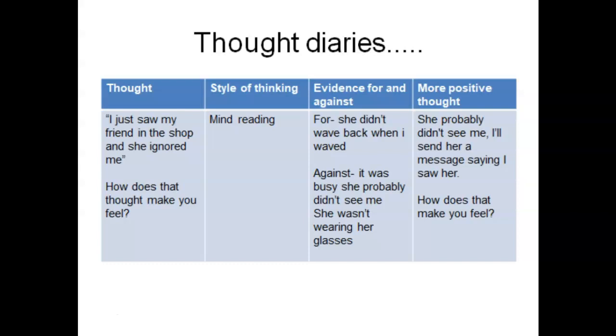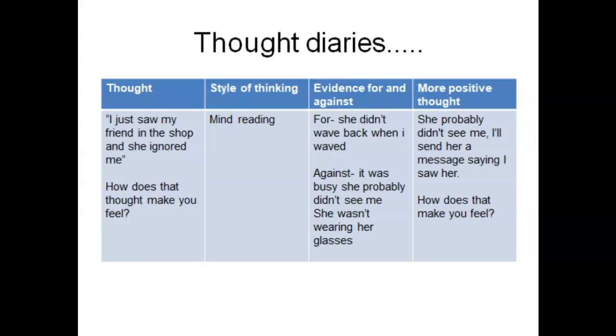Here's an example of one. The thought might be, I just saw my friend in the shop, she ignored me. How does that make you feel? It's a mind reading style of unhelpful thinking because you're second guessing what they think. Then you'd write the evidence for and against. Did she wave back to me when I waved? For: she didn't wave back when I waved. Against would be, well, she's probably busy. She might not have seen me. She wasn't wearing her glasses.